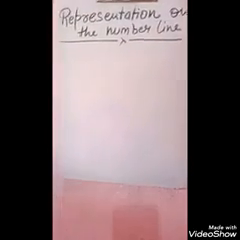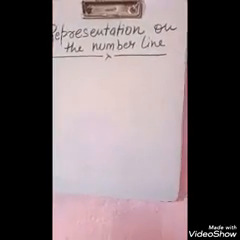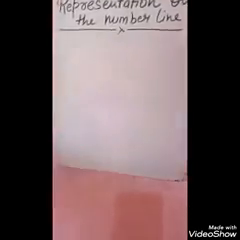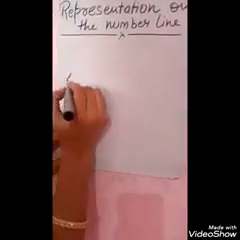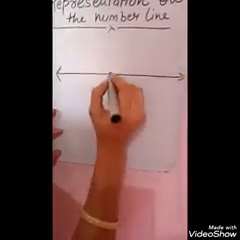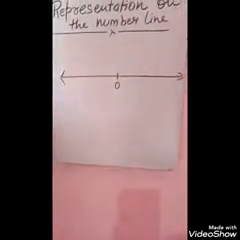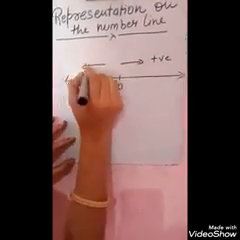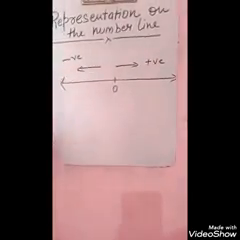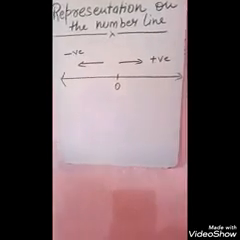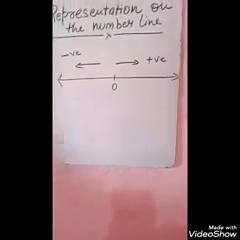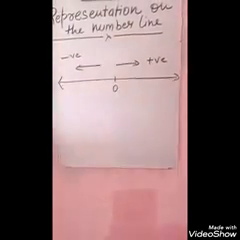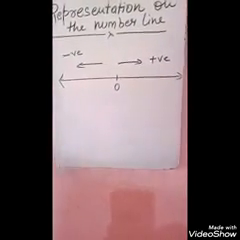Now we have one more topic, that is representation of rational numbers on the number line. Students, you are all very familiar with the number line. This is your number line in which this one is 0 and the right side consists of positive numbers and the left side consists of negative numbers. Now, before moving to the number line, we have to go through how many types of rational numbers there are and how they are represented on this number line.